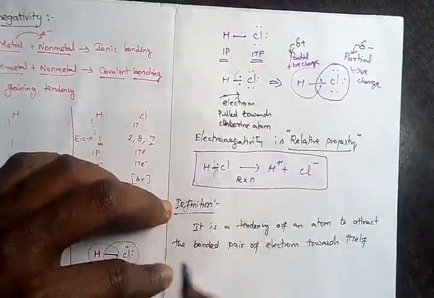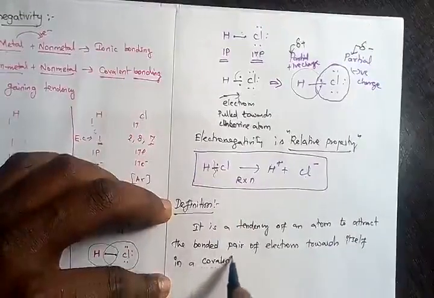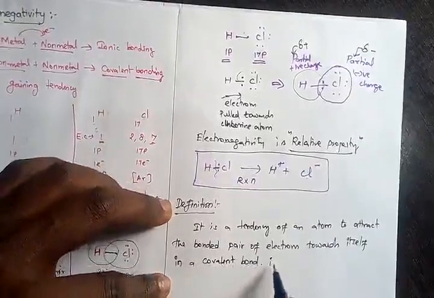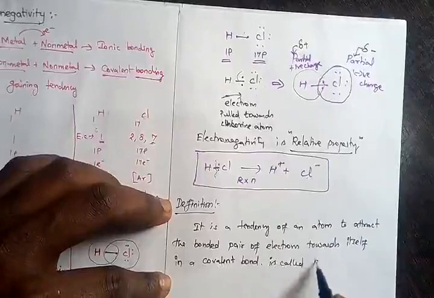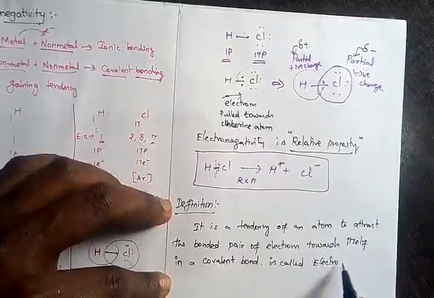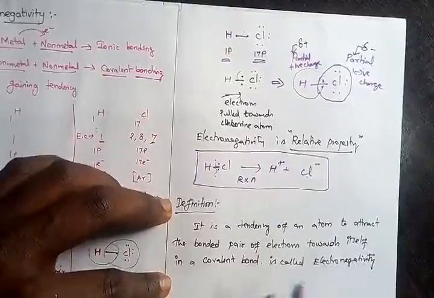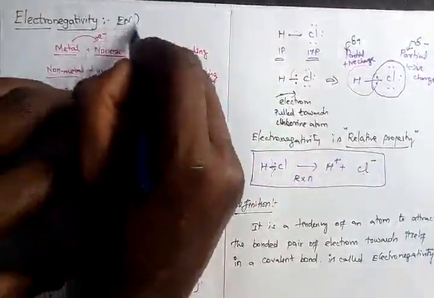in what kind of bond? It is a covalent bond. Towards itself in a covalent bond is called electronegativity. Electronegativity is sometimes called the EN value.